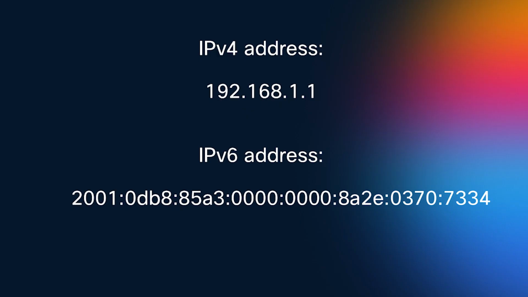Here is an example of an IPv4 address compared to an IPv6 address. Wow, IPv6 addresses are so much longer. But the reason is simple. IPv6 accommodates much larger numbers, so you can create far more unique addresses. To do this, it uses hexadecimal, a numbering system that uses digits 0 through 9 and letters A through F. Fortunately, you don't need to memorize or type these addresses. Your devices and network provider can handle that automatically.